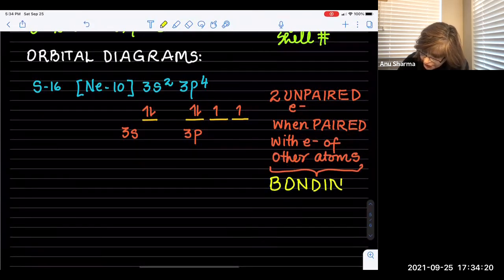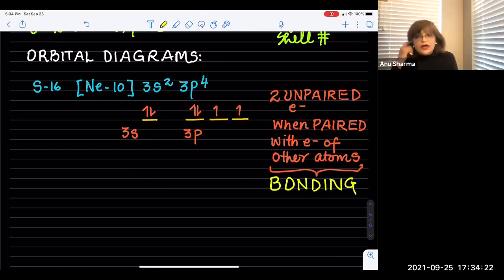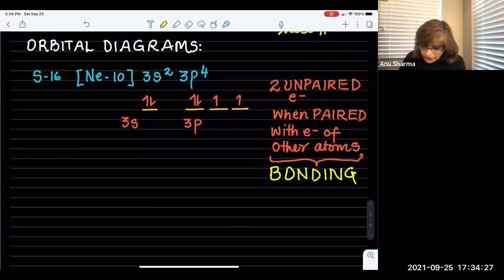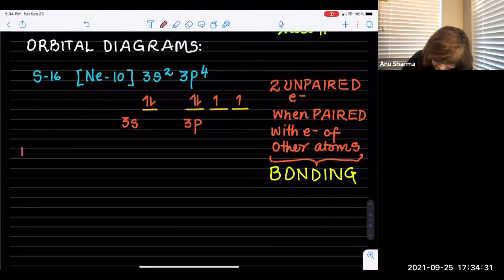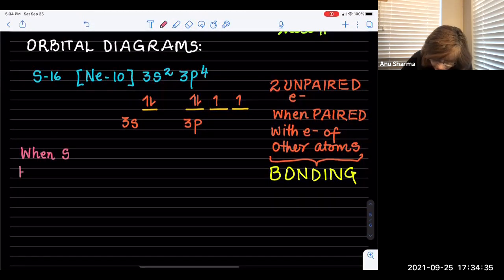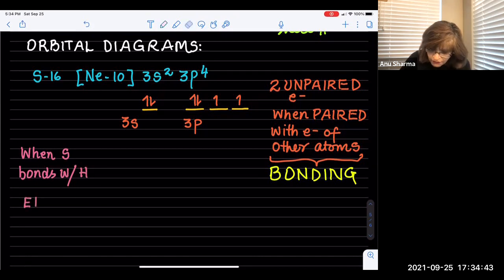So if somebody asks you what is bonding, pairing of electrons is bonding, okay? And that's single bonding. Okay, now we are going to look at what happens in this case when sulfur bonds with hydrogen. Now look at the electronegativity of hydrogen.